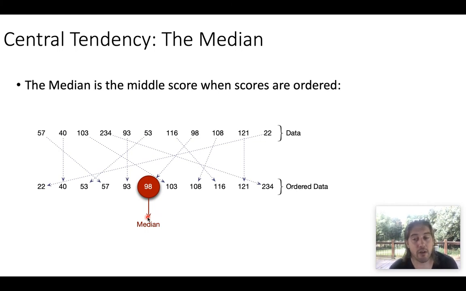If you have an even number of data points, then there is no midpoint to the data. And so you take the two most middle pieces of data and you average them. That's what you do to find the median when you have an even number of data points. And there is no actual direct middle score.